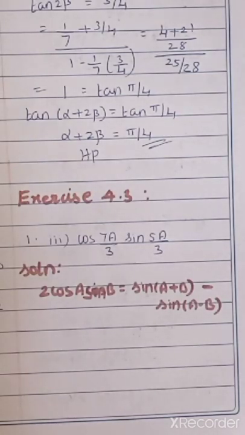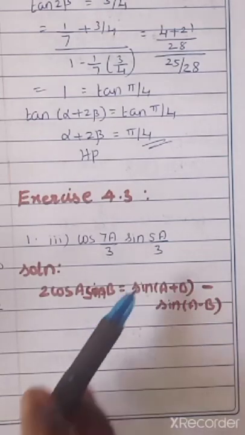Express each of the following as a sum or difference of sine and cosine. So here the product is given. We want to find out the sum or difference. So first, the set of formulas we are using. First problem, third subdivision. Question: cos 7A by 3 sin 5A by 3.